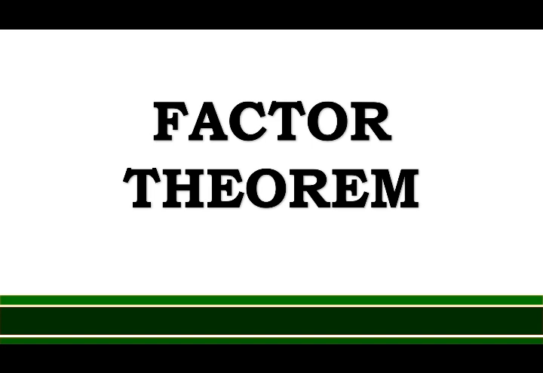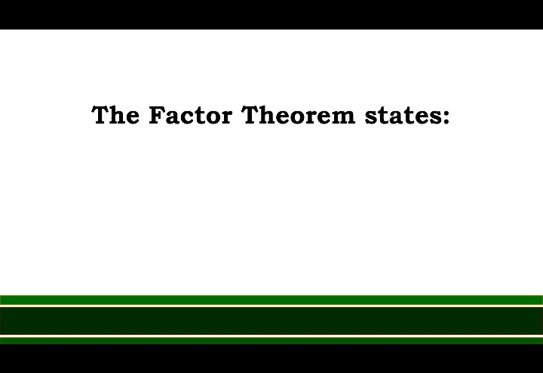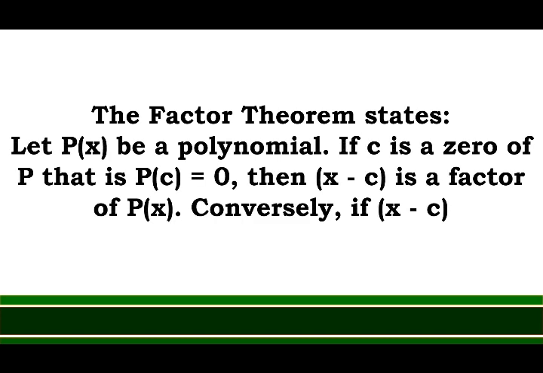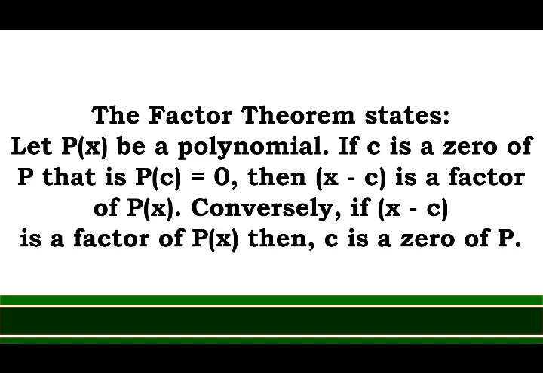So now, let's proceed to what we call the factor theorem. The factor theorem states: let p of x be a polynomial. If c is a 0 of p, that is, p of c is equal to 0, then x minus c is a factor of p of x. Conversely, if x minus c is a factor of p of x, then c is a 0 of p.